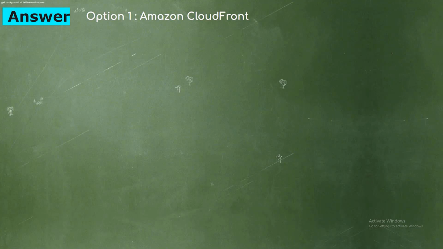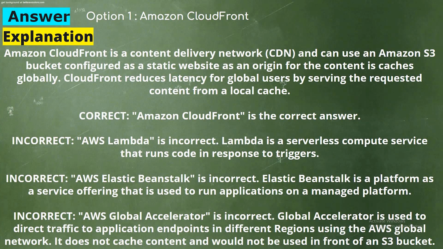Amazon CloudFront. Explanation. Amazon CloudFront is a content delivery network, CDN, and can use an Amazon S3 bucket configured as a static website as an origin for the content as it caches globally. CloudFront reduces latency for global users by serving the requested content from a local cache. Correct, Amazon CloudFront is the correct answer. Incorrect, AWS Lambda is incorrect. Lambda is a serverless compute service that runs code in response to triggers.